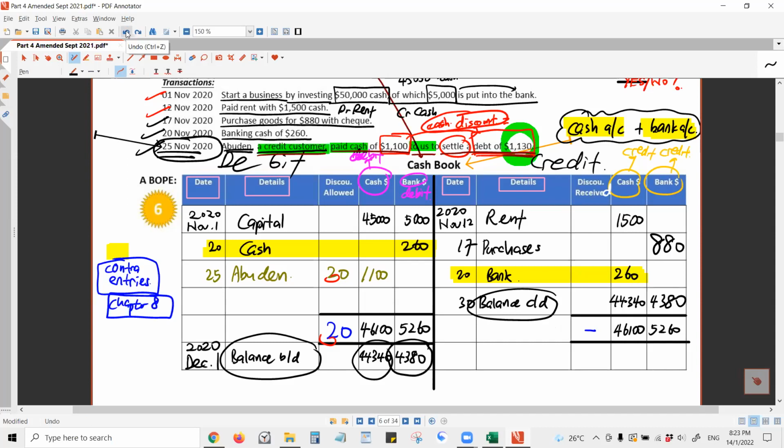Okay, let me erase them. That's how you do a cash book. When you're done, please let me know with the word done in the chat box. And then I'll tell you what to do next after the cash book. I wait for everyone. Meanwhile, while waiting, I text the student who is not here yet.